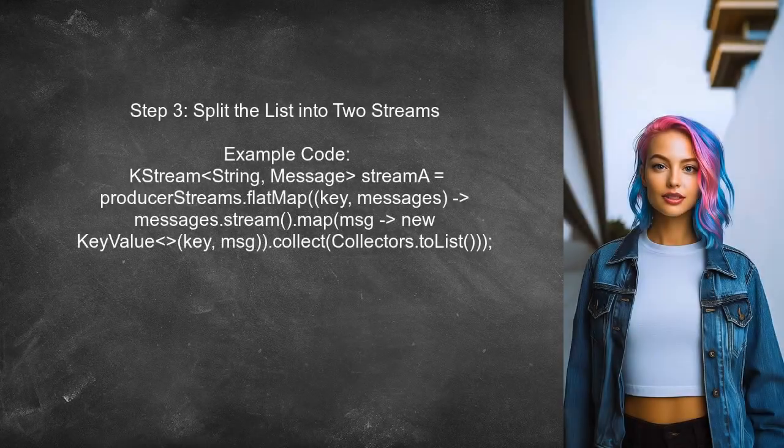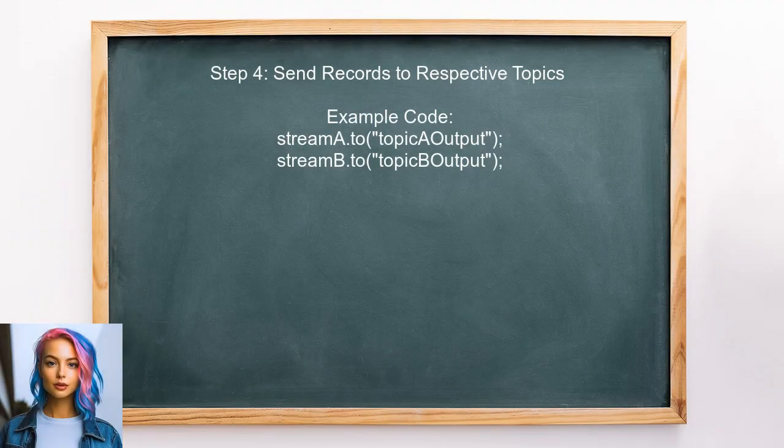After processing the records, the user should split the list of messages into two separate streams. This can be achieved using the flatMap method, which allows the user to emit multiple records from a single input record. Finally, the user can send the split records to their respective topics. This is done by using the to method on each stream to specify the target topic.